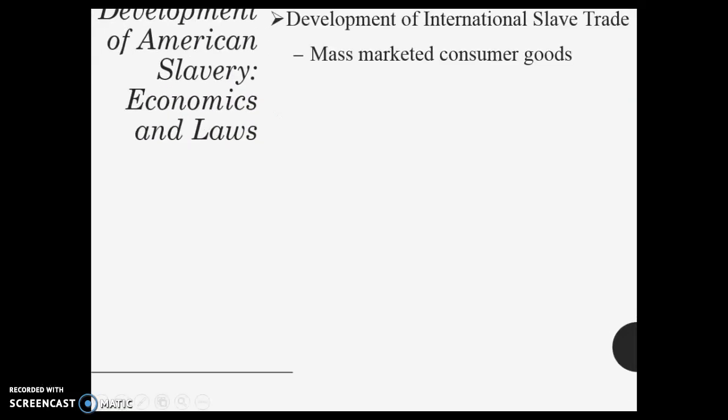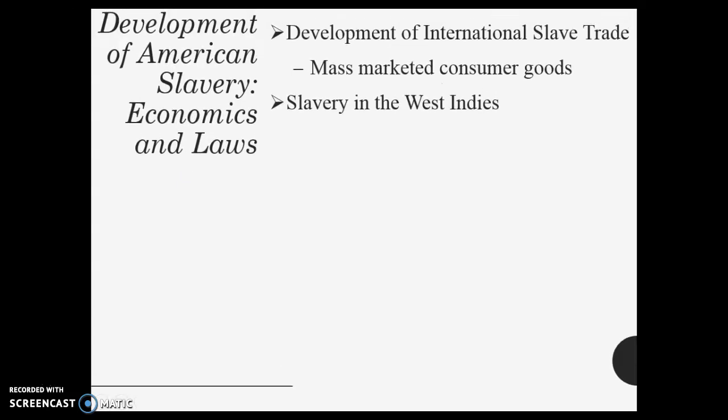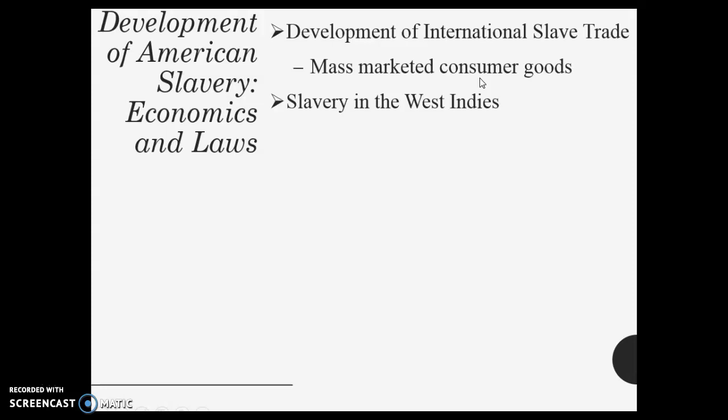Other stuff, development of American slavery here. One of the things you had was this international slave trade because of the mass-marketed consumer goods. We'll see a lot more of that in the next chapter, where we'll delve totally into the Atlantic system of economics and trade and slave trading. But these were mass-marketed consumer goods coming from plantations, so you need lots of laborers. Think tobacco, think sugar, think rice, things like that.